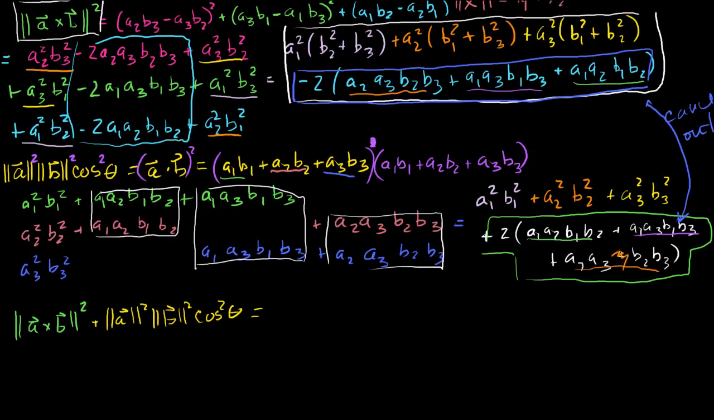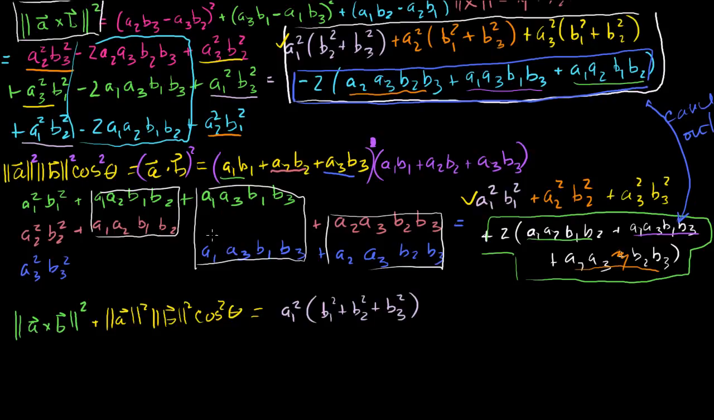And what are we left with? We're left with this right here plus that right there. So then we see we have an a1 squared term. So we just add the coefficients on the a1 squared. We add the coefficients of the a2 squared. We add the coefficients on the a3 squared. And what do we get? We get a1 squared times this coefficient plus this coefficient. So you get b1 squared plus b2 squared plus b3 squared.